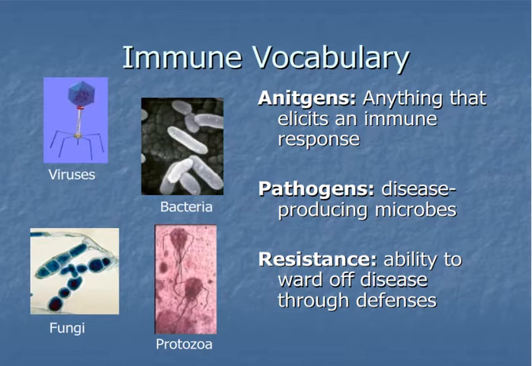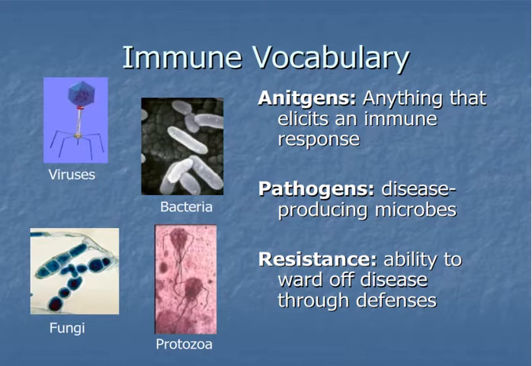Pathogens are in fact disease-producing microbes, such as viruses, bacteria, fungi, and protozoa. Now remember that all pathogens are usually going to be antigenic, but not all antigens are actually from pathogens. For example, we look at people that are allergic to pollen, they will have an immune reaction to that pollen, even though the pollen itself is not pathogenic.